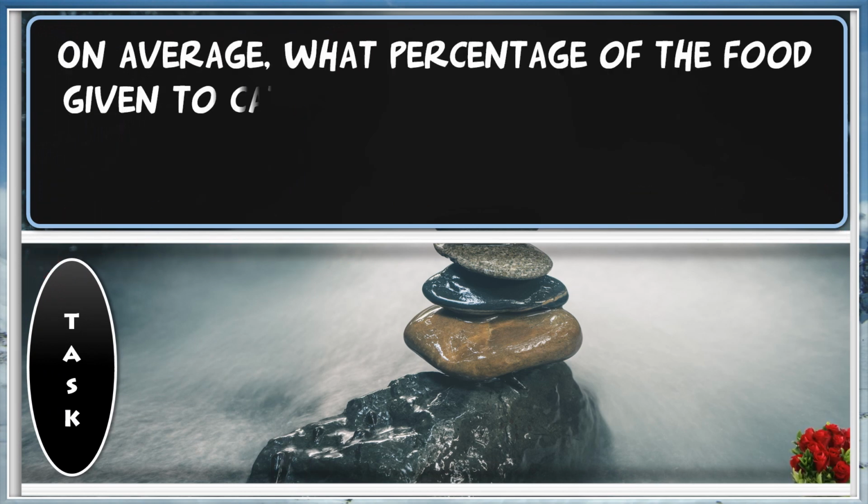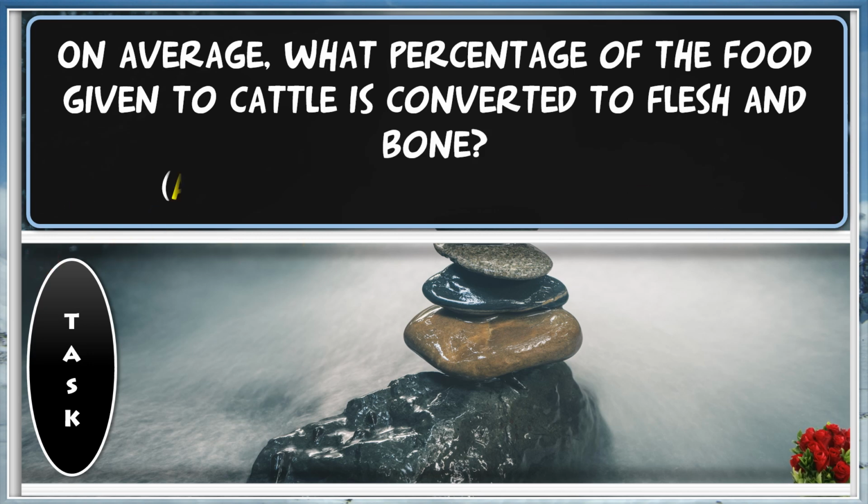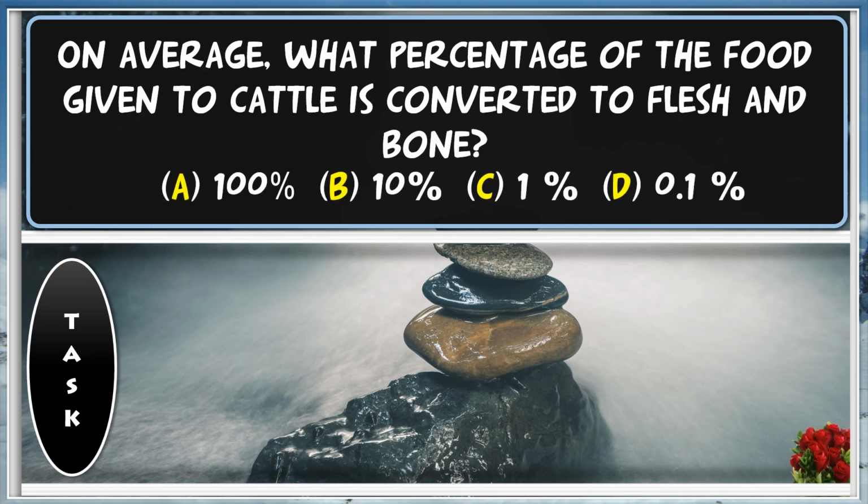On average, what percentage of food given to cattle is converted to flesh and bones? A. 100%, B. 10%, C. 1%, D. 0.1%.